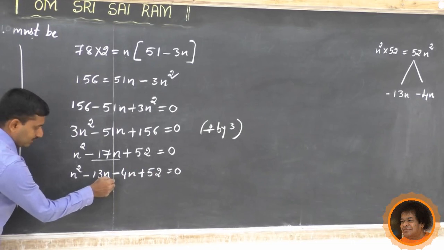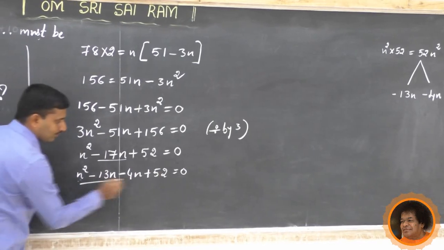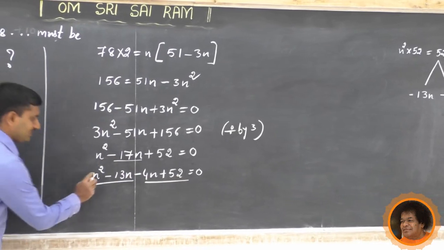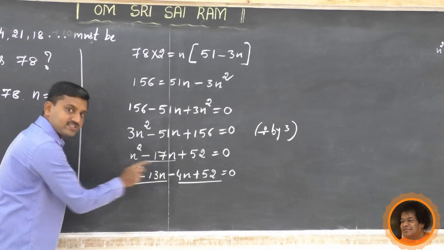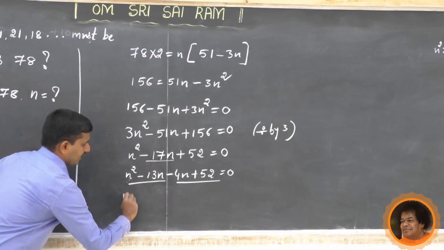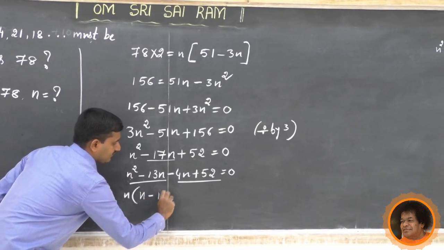Now, next grouping: the first two terms, n square minus 13n. So this is the first group, and this is the second group. Is there any common term in the first group, n square and 13n? Yes, n is the common term. So take n outside, and the remaining is n minus 13.